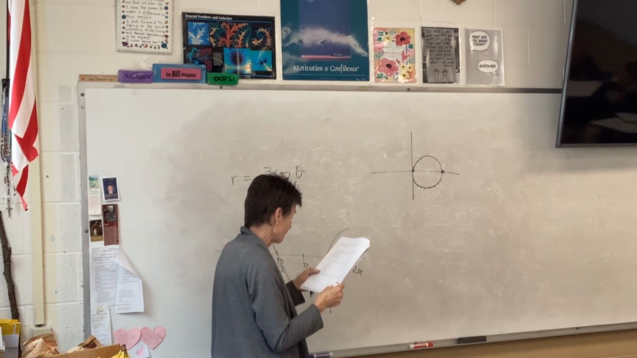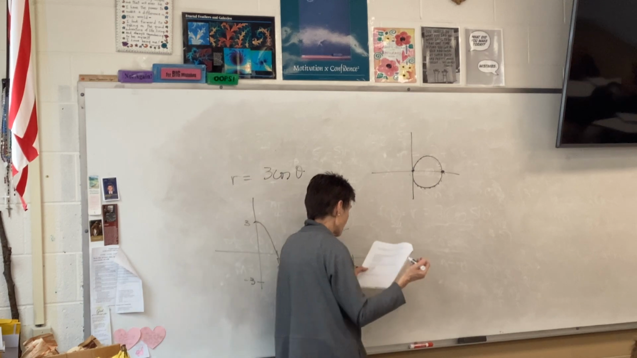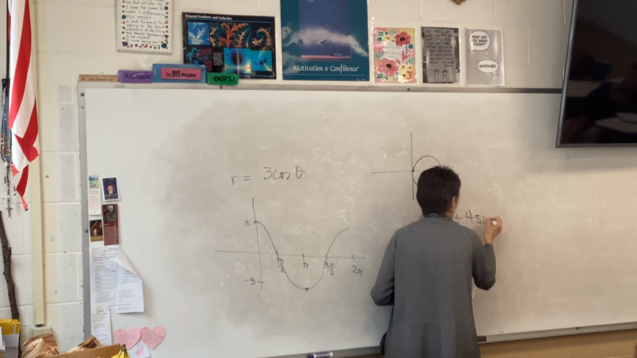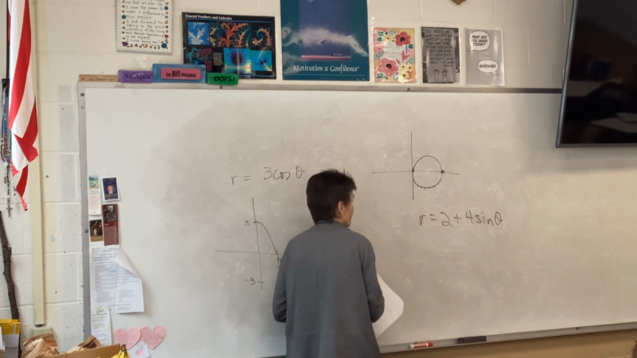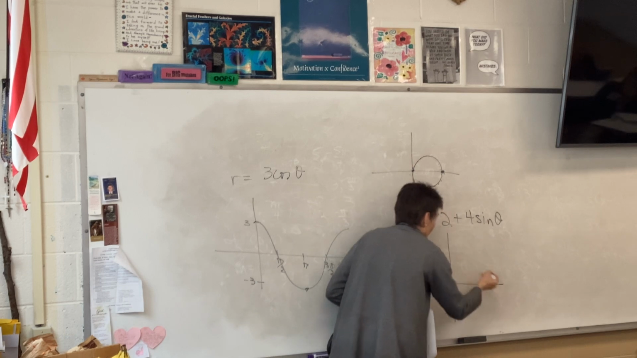Well, let's do one more together. How about, well, we'll just do E. R equals 2 plus 4 sine theta. What shape is that in polar?